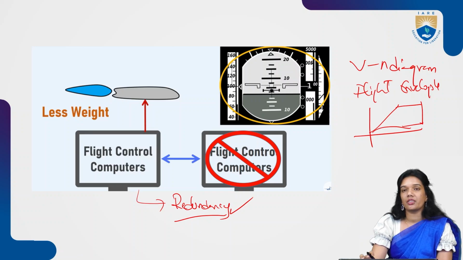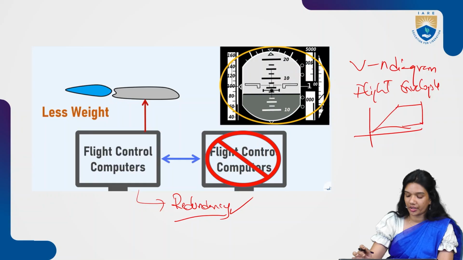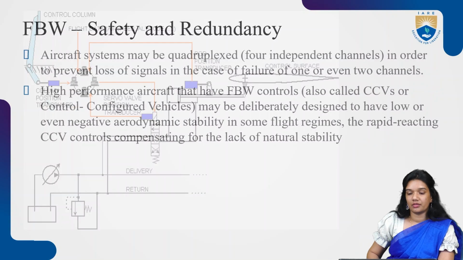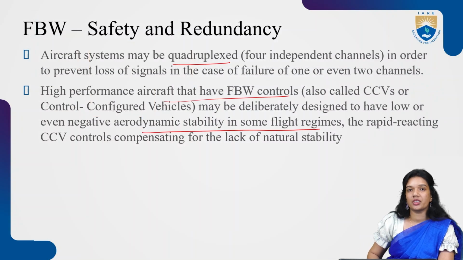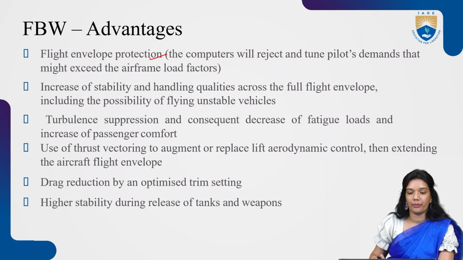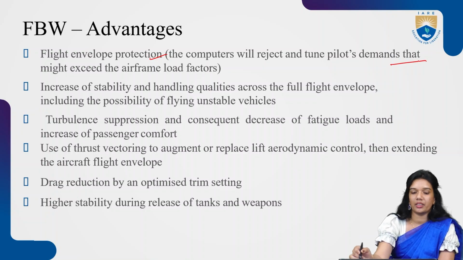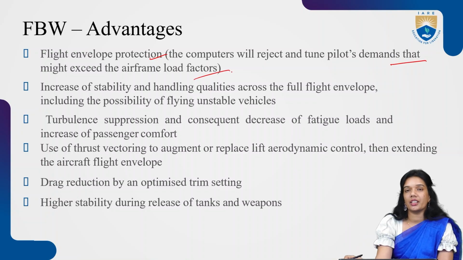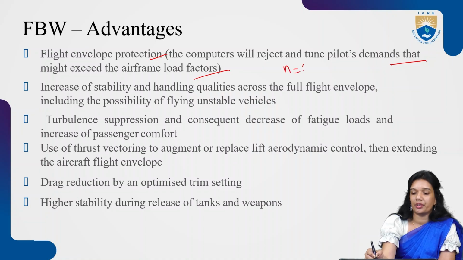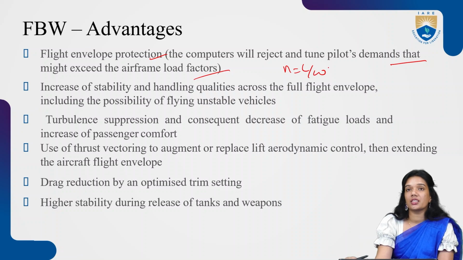So with fly-by-wire systems, they are also going to check whether the aircraft is within the flight envelope or not, right? Accordingly, the system is going to make the aircraft better performing or better maneuvering. So the flight envelope protection is also there. The computer will reject or tune the pilot's demand if it is exceeding the load factor N, right? If N is increasing, so N is equal to L by W, right? If there are any changes in this factor, then there could be a lot of deviations in the aircraft. So always the flight envelope is going to be checked.